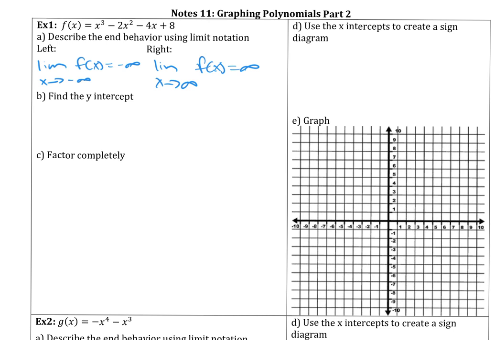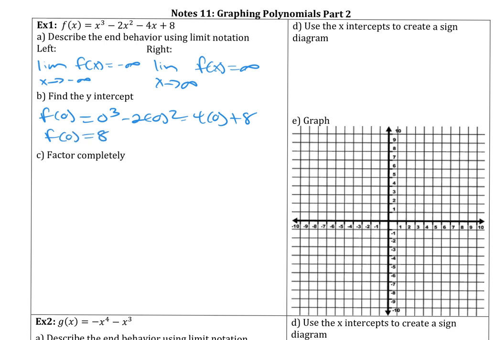To find our y-intercept, we're going to go ahead and plug in 0 for all of our x values. And notice that when you plug in a 0, this is going to become 0, this will be 0, this will be 0 as well, because it's all something times 0. So what we end up getting is f of 0 is 0 cubed minus 2 times 0 squared minus 4 times 0 plus 8. And again, the dominant behavior here is going to be this plus 8 because all these other terms are going to end up being 0. So I know now that f of 0 is going to equal 8.